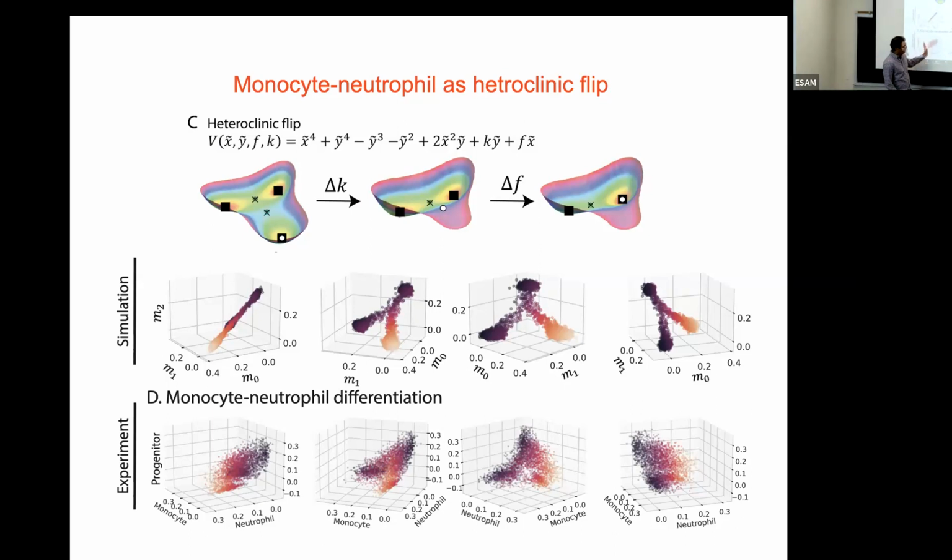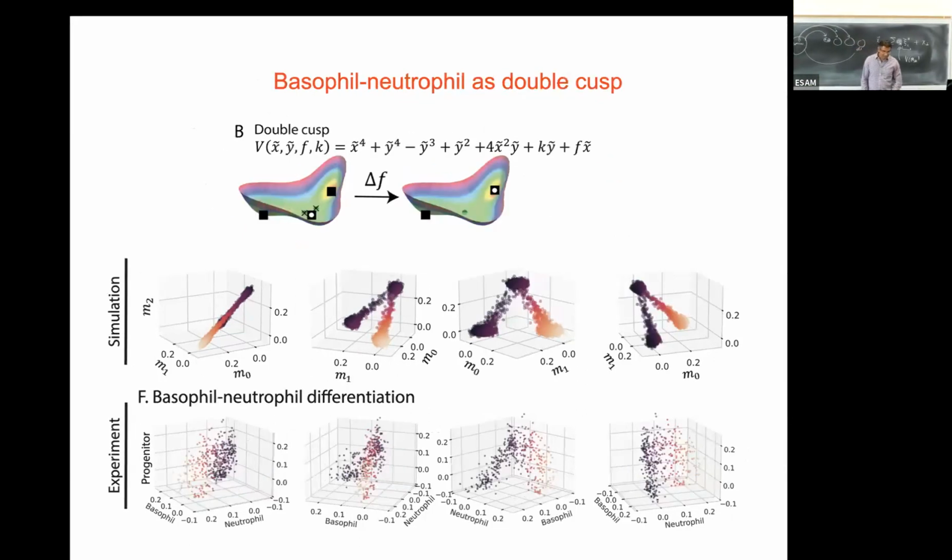And what you can see, and these are just different views again, is that if you stare at enough of these things, it's single cell RNA-seq data. It's extremely noisy. I can't believe you can see anything, but it looks kind of like a heteroclinic flip. And if you go to a different thing, which is like a basophil to neutrophil transition, you look at them and they look much more like a double cusp bifurcation. But the point is that you can kind of see these bifurcation types just by plotting the data. There's signatures of it, and that's something to aim for, right?